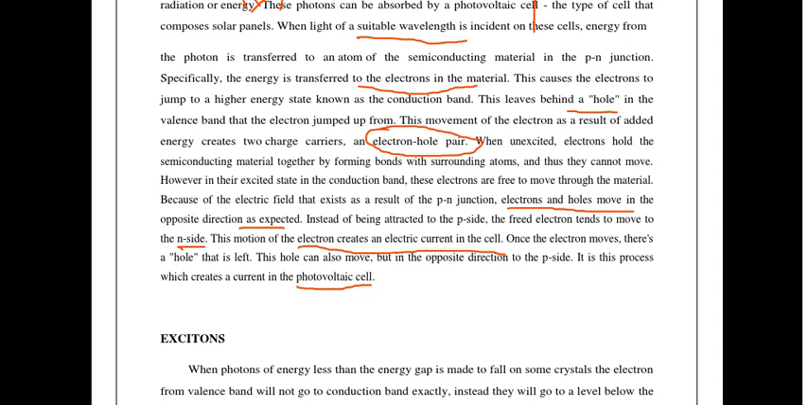So we have discussed the photovoltaic effect and the photovoltaic cell, solar panel, and what is going on while the photons are incident on it. That is the sunlight incident on a semiconducting material. Now the excitons. Let us see the excitons. What is that exciton?